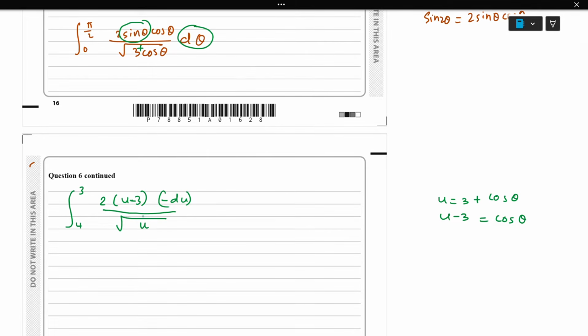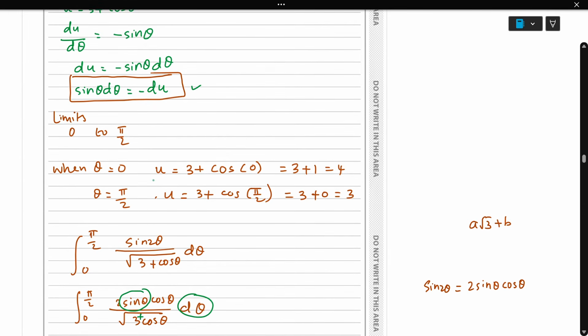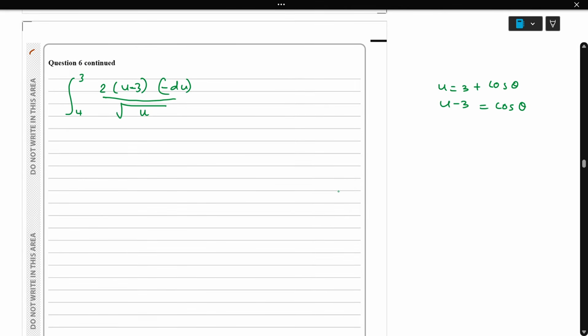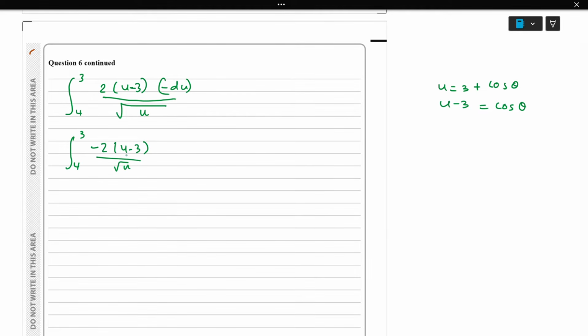Now I changed everything, because when I change to u substitution, the limits have to change. Okay, so now here is the integral from 4 to 3. I'll bring the minus here, so minus 2 into u minus 3 over square root of u into du. Here is a negative, so when I swap these limits, they become positive.